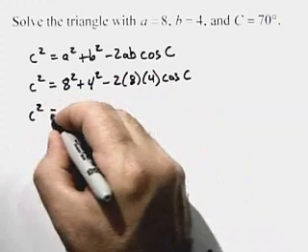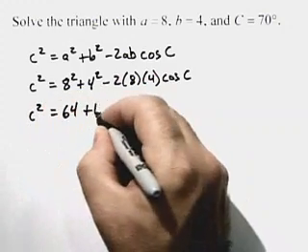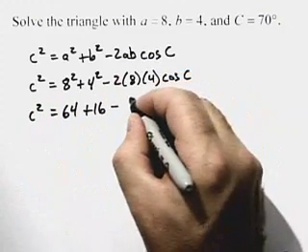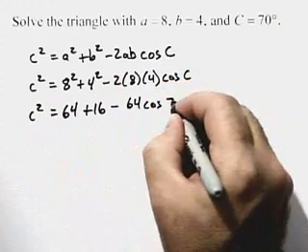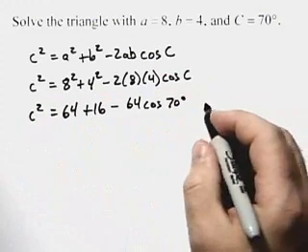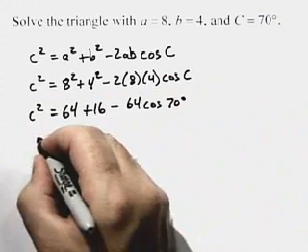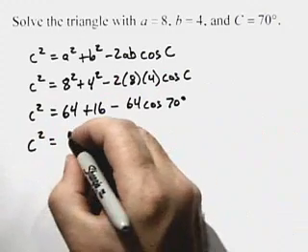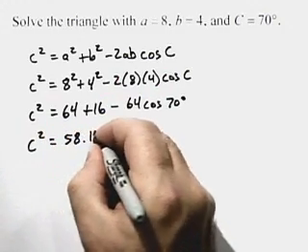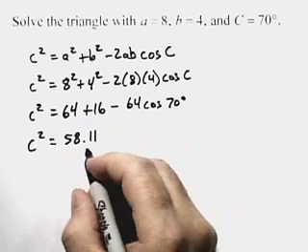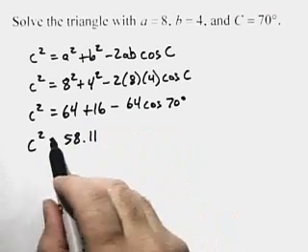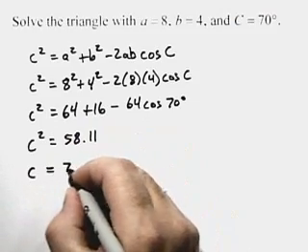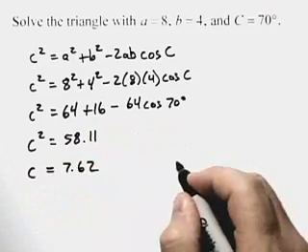So we have C squared equals 64 plus 16 minus 64 cosine of 70 degrees. Simplifying, we'll get C squared is equal to 58.11. And take the square root of both sides using the positive square root, since C is the length of a side. We'll get that C is equal to 7.62 units.